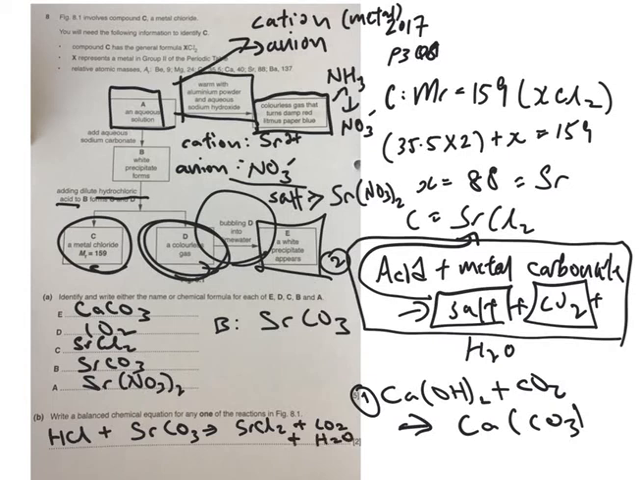H2O. And all we have to do now is to balance the chemical equation. We see that there's one strontium on each side, 2 chlorides on the right, so we need to balance it with 2 HCl over here. And then for carbon, there's 1 carbon on each side, 2 hydrogens on each side, and finally 3 oxygens on each side. And now we have our balanced chemical equation.